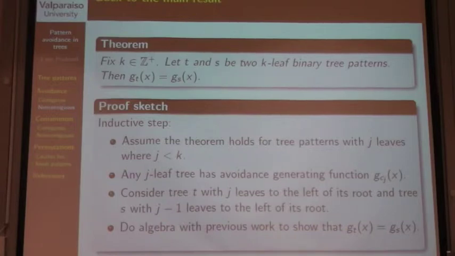And then I look at a tree with j leaves to the left of the root versus a tree with j minus 1 leaves to the left of the root, but both with the same total number of leaves. And using the recurrence from the previous slide, you do several lines of algebra, and it falls out. So, proof by induction, this bold conjecture made by my undergrads is actually true.